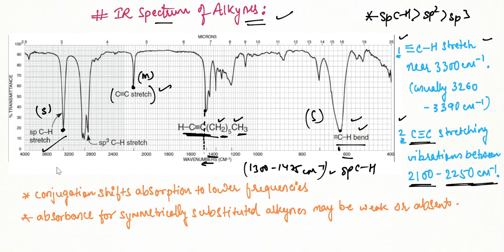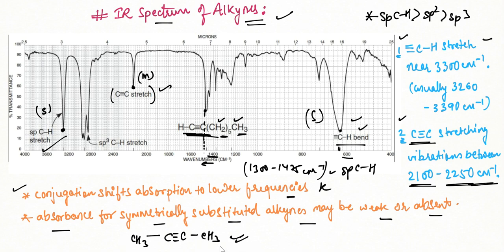Now what are the factors that are going to affect the frequency? First of all, conjugation shifts the absorption to lower frequencies. Definitely it does, we have talked about it, because it decreases the force constant. Absorbance for symmetrically substituted alkynes may be weak or absent. So guys, in this second point we are not talking about terminal alkynes, we are talking about substituted alkynes like this. If we have a symmetrically substituted alkyne like this, then what do we have?